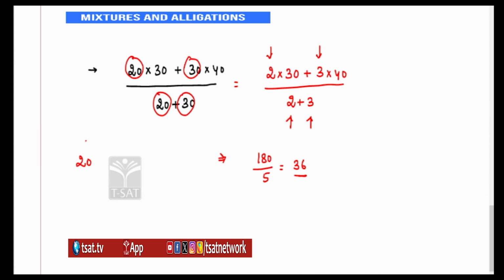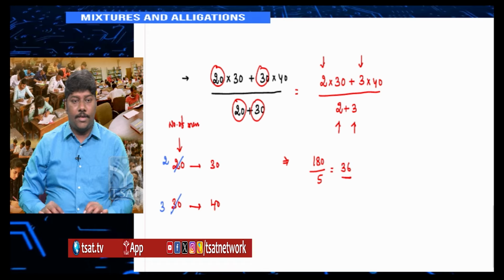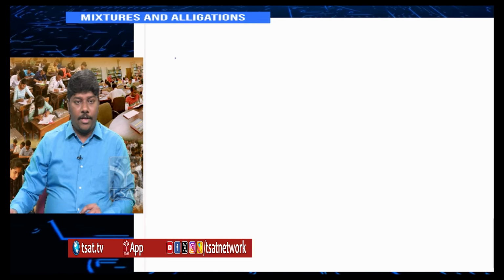Here the number of members in the first group is 20, in the second group is 30. The average of the first group is 30, the average of the second group is 40. Always simplify the number of members in the first and second group: it's 2 and 3. So 2 into 30 plus 3 into 40 by 2 plus 3 is equal to 36. If you have any common factor between the numbers of members in the groups, you can make it simple by cancelling it. I am deriving a formula using it.